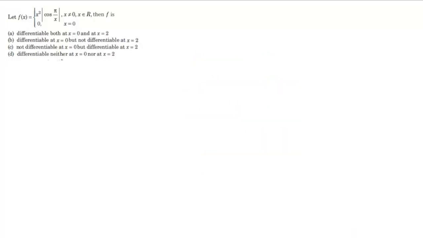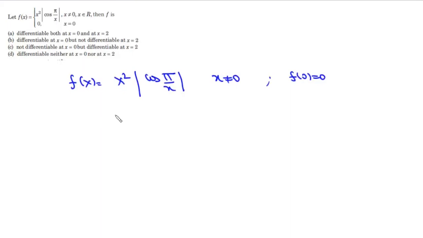Now the question is, we are given this function f(x), which is x square mod of cos pi by x when x is unequal to 0, and it is 0 when x is 0. Now we need to check its differentiability at both x equal to 0 and x equals 2. Now at x equal to 0, its limit will be 0 into cos infinite, and cos infinite is an oscillating value, and since we have this mod, it is between 0 to 1, and 0 into anything finite is 0. So this function is continuous at x equal to 0, and this function is also continuous at x equal to 2, because this x square and mod cos, they are all continuous functions.